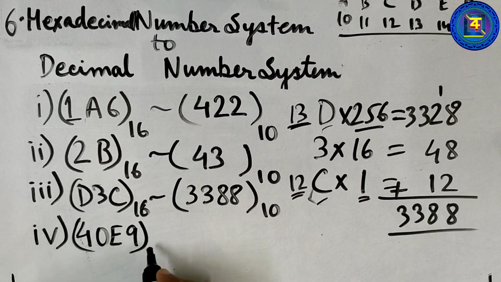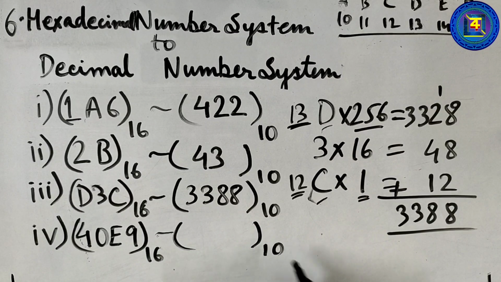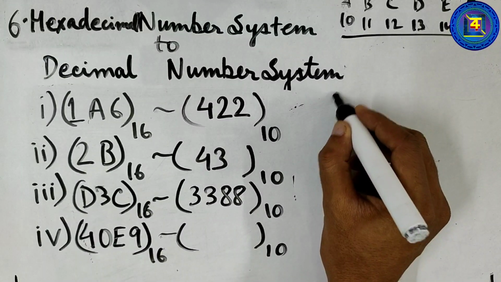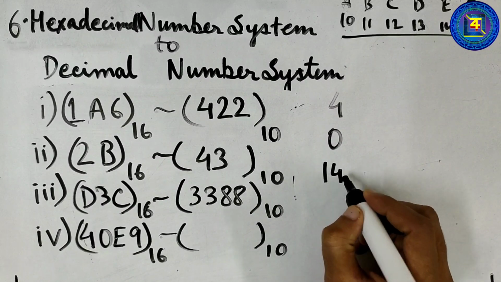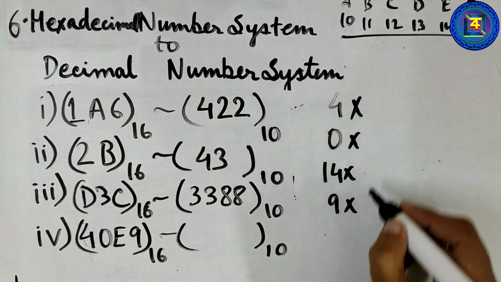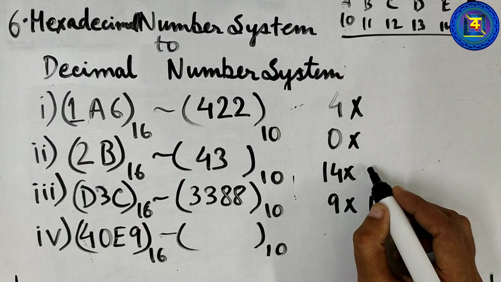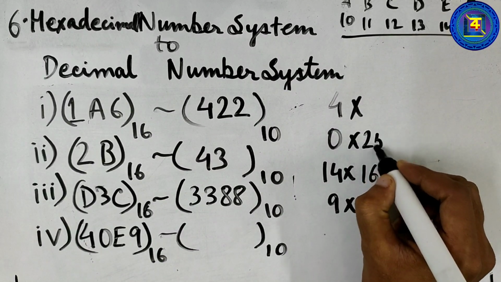40E9. We are going to convert this from hexadecimal to decimal number system. So moving next, we have 40E9. Instead of E, can we write 14? Yes. And then 9 will be multiplied with 16 to the power 0, which is equal to 1. 16 to the power 1 is equal to 16. 16 to the power 2 is equal to 256.